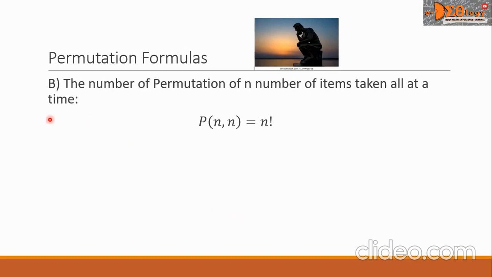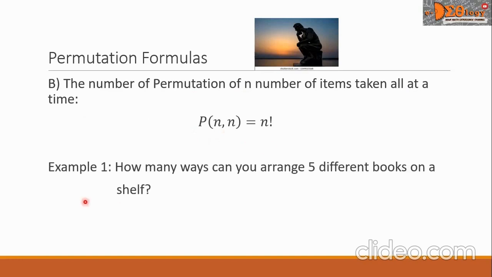Letter B, formula of permutation. It says the number of permutations of n items taken all at a time is P of n equals n factorial. For example, how many ways can you arrange 5 different books on a shelf? So this is equal to P of 5, and that is equal to 5 factorial.